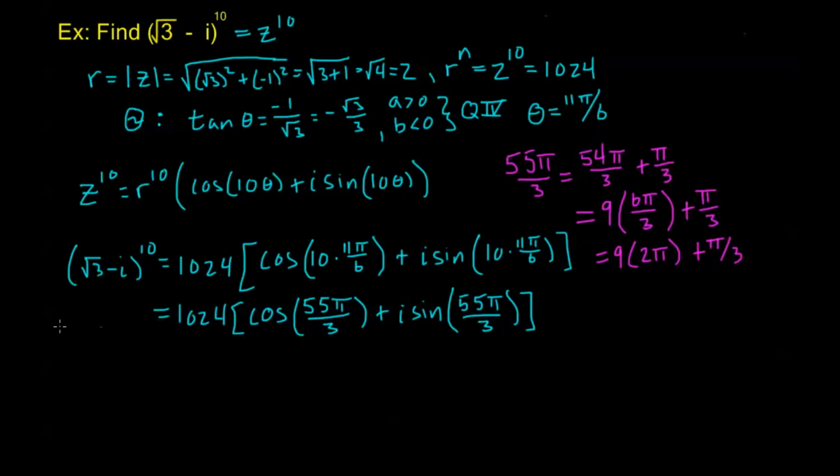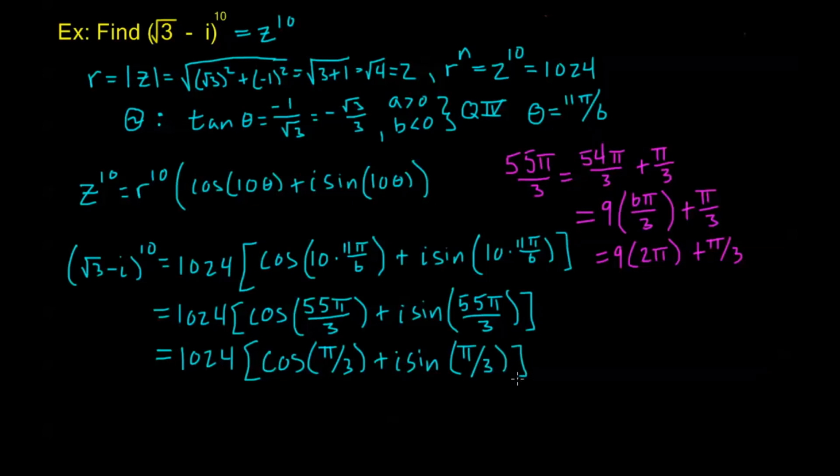So, continuing with our problem, I have root 3 minus i to the 10th, which is 1024 times cosine of 55 pi over 3, which we found is the same as cosine of pi over 3, plus i sine of 55 pi over 3, which is again the same as sine of pi over 3. Okay, so this is our polar form answer where our angle is between 0 and 2 pi. So if that's what you're asked to find, this is it.